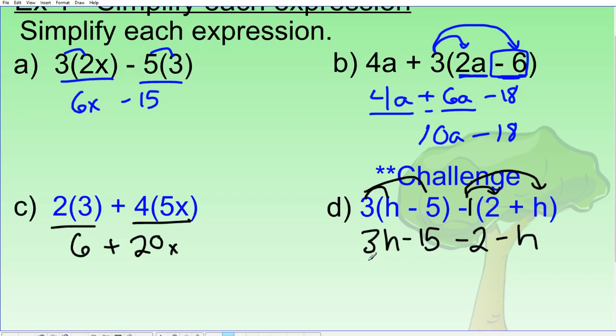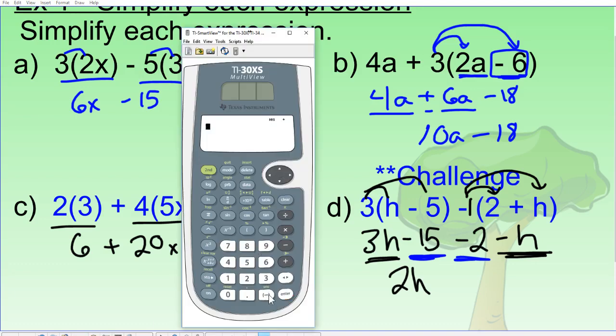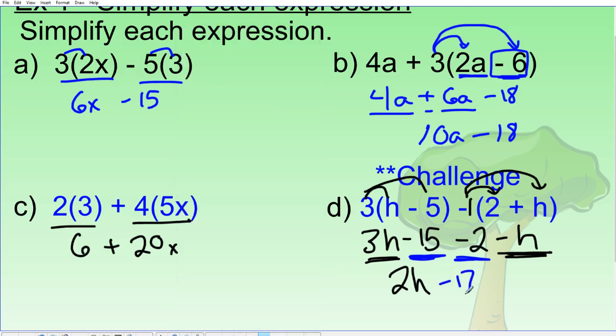So I'm going to take my 3h and my minus h. 3 of them minus 1 of them. 3 minus 1 is 2h. And I'm going to take my minus 15, see he's a negative 15, and a negative 2. If I combine negative 15 and negative 2, and when I say combine, I'm talking about add. I add negative 15 and negative 2. That's how I do this in my mind and got negative 17.